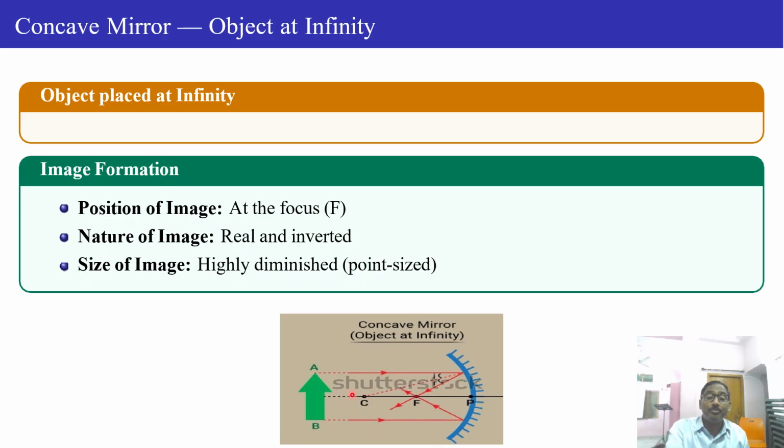So this is the diagram. This is object AB. We have taken this as the object. The ray which is parallel to the principal axis, after reflection passes through the focus. And here also the ray which is parallel to the principal axis, after reflection passes through the focus. So the position of the image is at the focus. Nature of image: real and inverted. Next, size of image: highly diminished, point-sized.